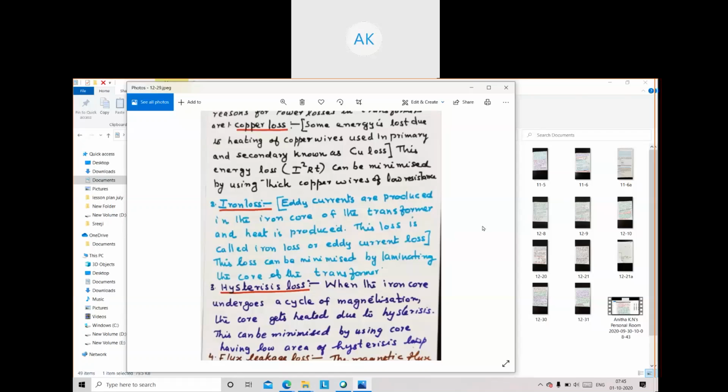So what happens? They will be insulated from each other. So the eddy current will not transfer from one to the other. So eddy current can be reduced. Laminating the soft iron core will minimize what? Eddy current. So we can minimize eddy current loss by laminating the soft iron core.